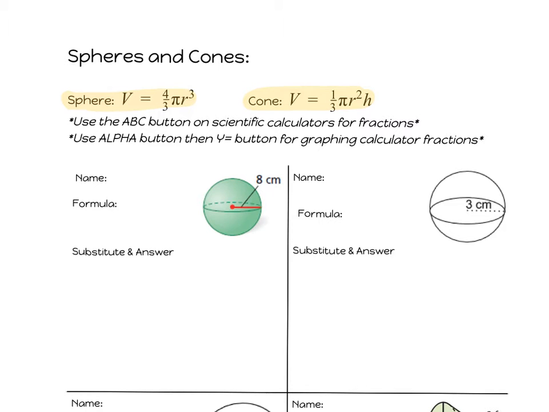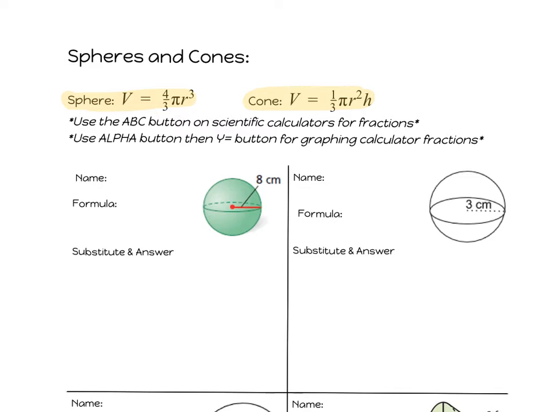It says use the ABC button on scientific calculators for fractions. So you have the ABC button. It is right below PRB where you would switch from fraction to decimal. So all you have to do is type 4, then your ABC, then the 3. For cones, 1, ABC, then 3.